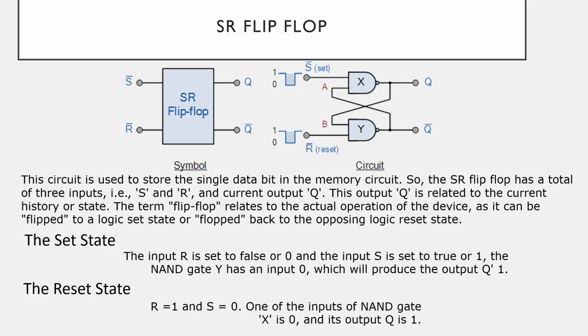This output Q is related to the current history or state. The term flip-flop relates to the actual operation of the device, as it can be flipped to a logic set state or flopped back to the opposing logic reset state.